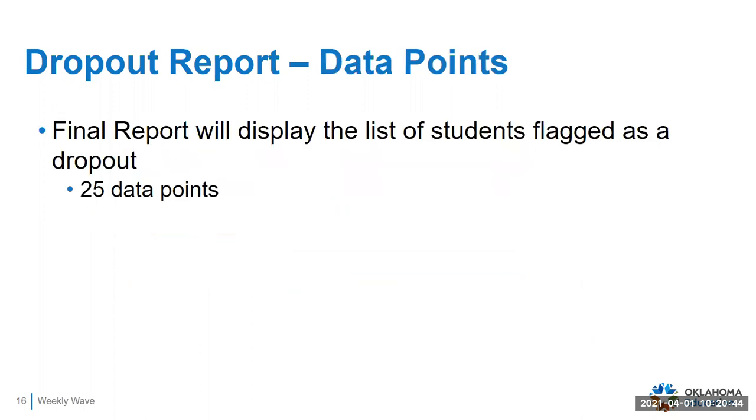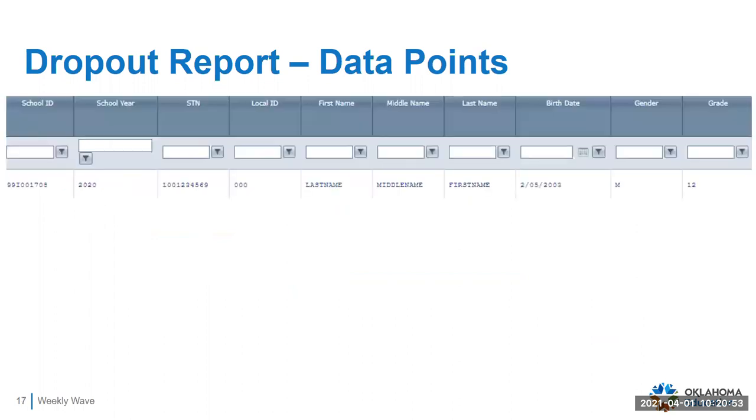So for the final report, we are collecting 25 data points, and we'll display those for any student that is flagged as a dropout. To give you an example of what we will be showing you, this is all dummy data, so no PII was broken to show you this. So you'll have your basic demographic information: what school, what STN, the name, birth date, gender, and grade level that they were in last at your district.